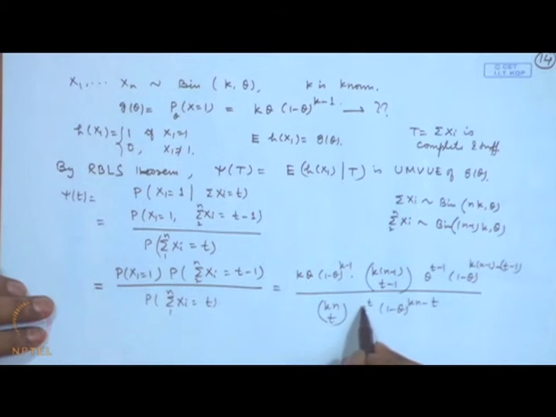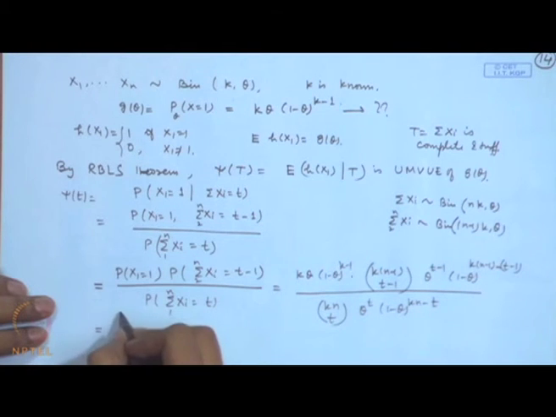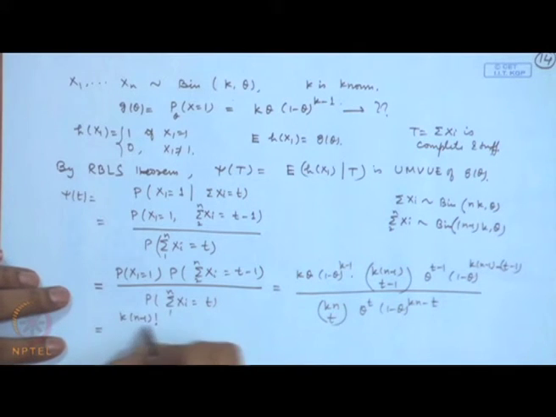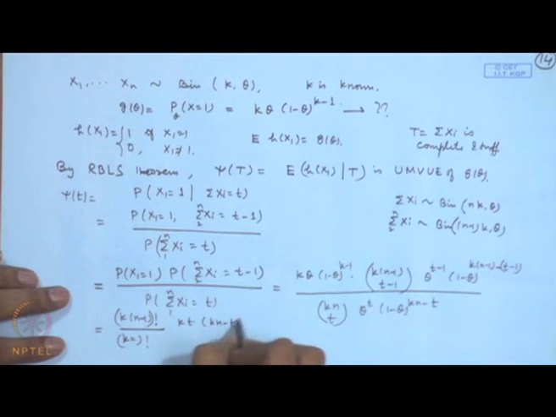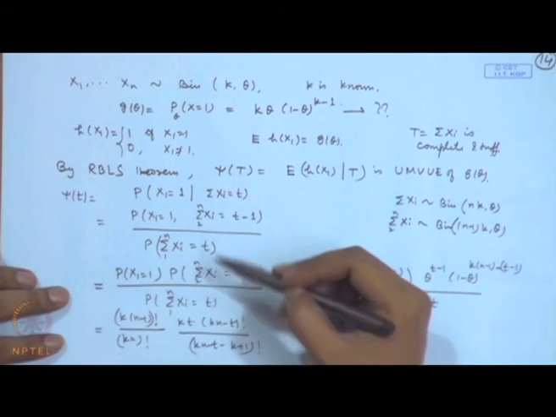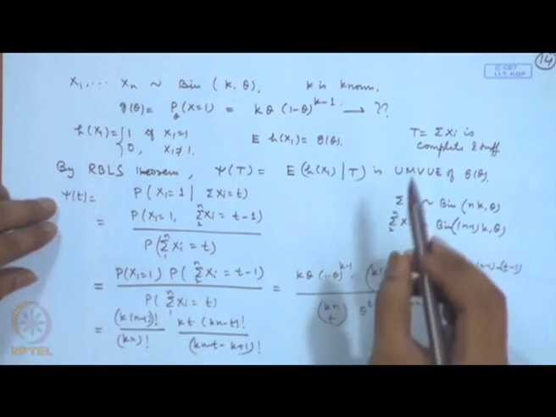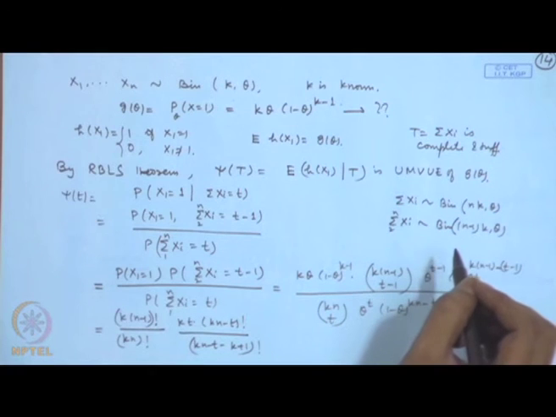The terms which contain theta get cancelled out here, and we are left with k into (n minus 1) factorial divided by (kn) factorial, into kt into (kn minus t) factorial divided by (kn minus t minus k plus 1) factorial. So, if we consider this function here, that is the UMVUE of g(theta) here.